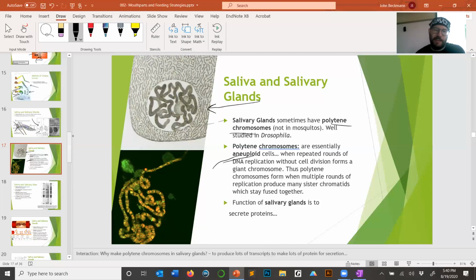factoid about salivary glands, and these were famous in Drosophila because when people were early studying Drosophila genetics, the karyotypes, which are the pictures of the chromosomes, all came from salivary glands with polytene chromosomes, because it was a way they could easily see these things. And here's a good picture of that.